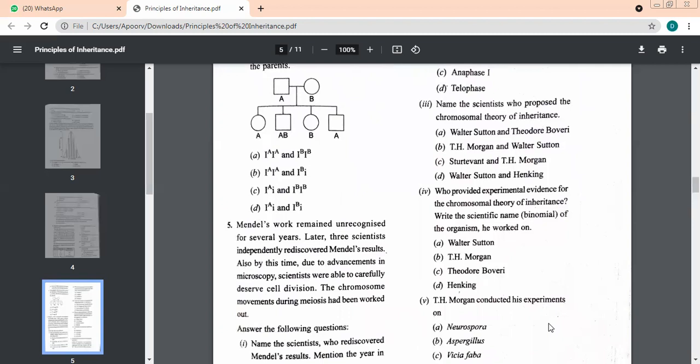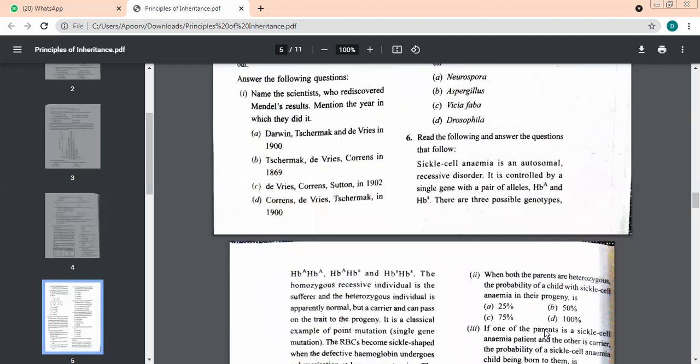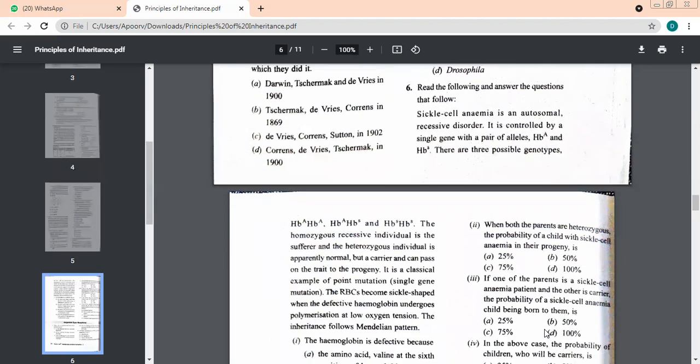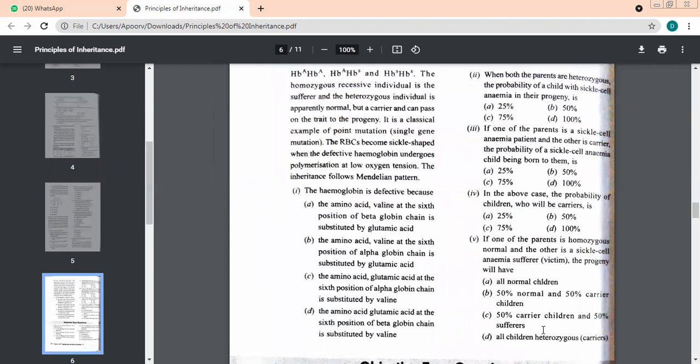Fourth. B. Yes, B. Very good. Fifth, D. Morgan's one. D. Drosophila. Yes, this was an easier one. Okay, sickle cell anemia. Autosomal recessive disorder controlled by a single pair of alleles, HB. Possible genotypes. Let's read this. And then hemoglobin is defective.